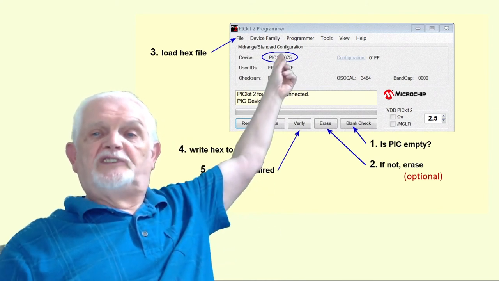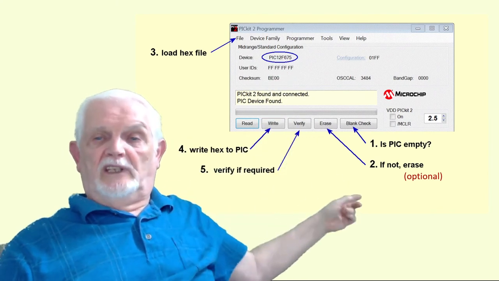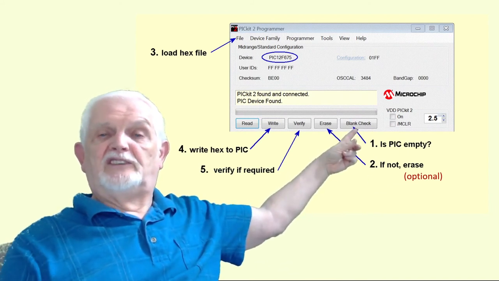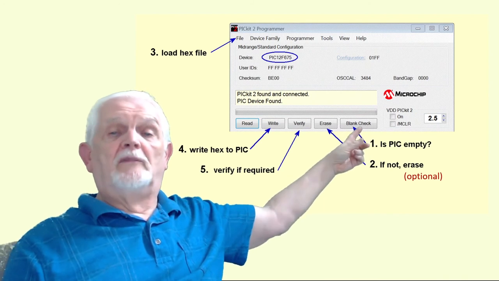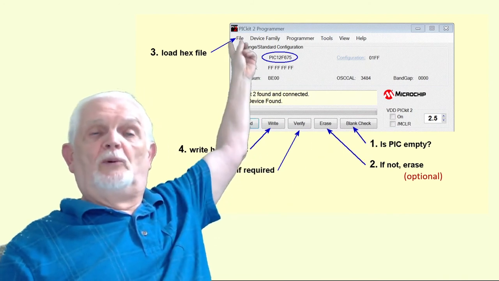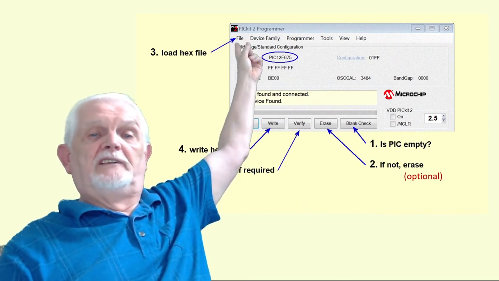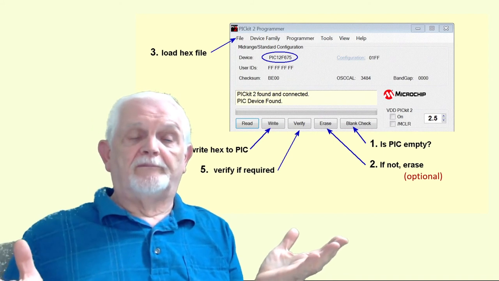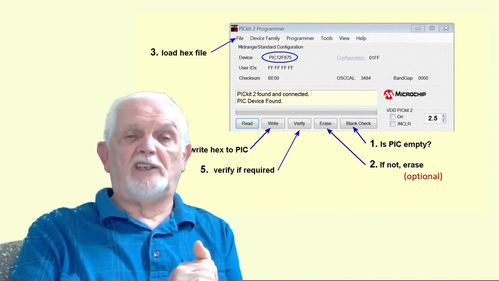And then you go up and say, does it have contents already? You can do a blank check. Is it a virgin chip, or has it been written to before? Or do you want to overwrite it with something else? And then you can load in whatever file you want. Here comes david.hex. Then hit the write button, and that's it. It writes it to the PIC chip.